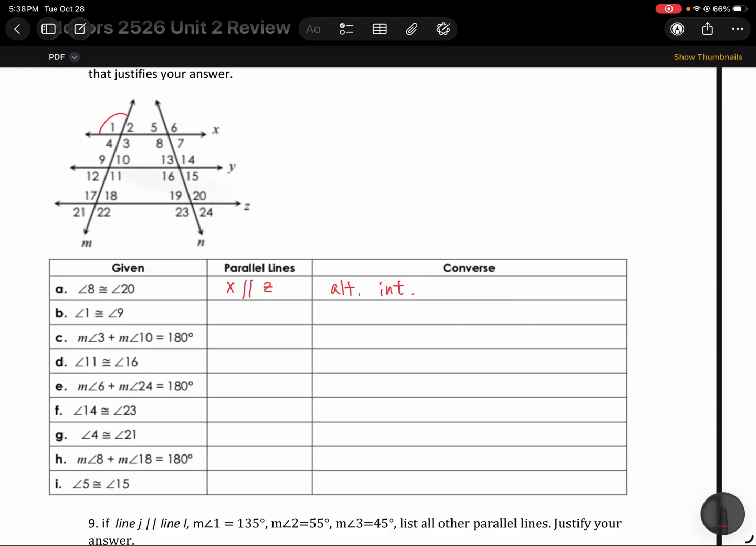We're just going to do that same process over and over. So 1 and 9 are corresponding angles, and they both touch lines M, X, and Y, which means X and Y are parallel, and these are corresponding. You've got angles 3 and 10 are supplementary, so it uses these 3 lines, lines M, X, and Y again, so X and Y will be parallel because these are same side interior angles. We have angles 11 and 16.